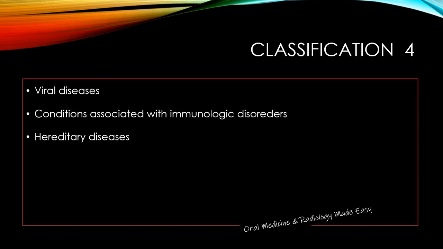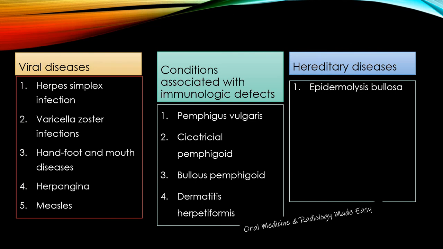The fourth classification is based on the textbook of oral pathology by Regezi and Sciubba. They have classified vesiculobullous lesions as viral diseases, conditions associated with immunological disorders and hereditary diseases. Under viral diseases, we have herpes simplex infection, varicella zoster infection, hand, foot and mouth disease, herpangina and measles, and the conditions that are associated with immunological defects are pemphigus vulgaris, cicatricial pemphigoid, bullous pemphigoid and dermatitis herpetiformis. Under hereditary diseases, epidermolysis bullosa. With this, we come to the end of the classifications. I have given 4 classifications here.